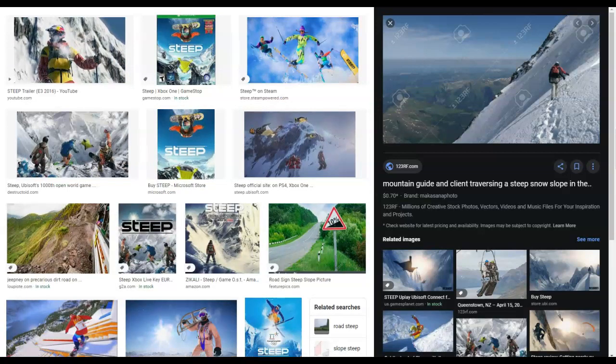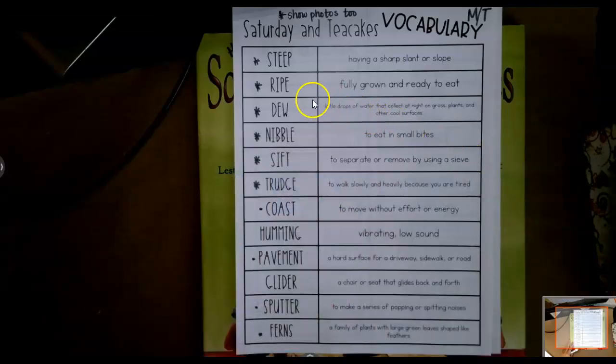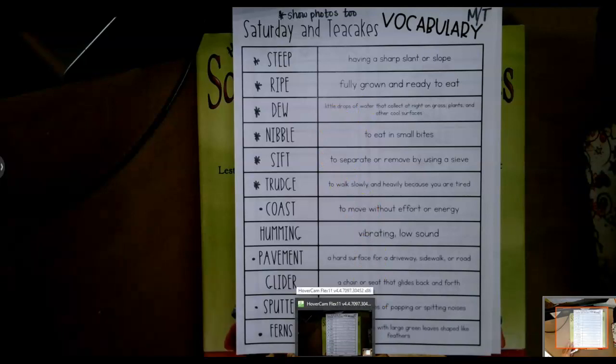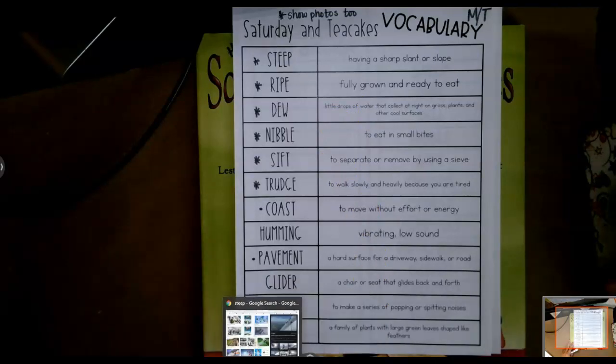Okay. Second word is ripe. For something to be ripe, it means it is fully grown and ready to eat, like a ripe banana or a ripe apple. If it's fully grown and ready to eat, that means ripe. Dew. Little drops of water that collect at night on grass, plants, and other cool surfaces.